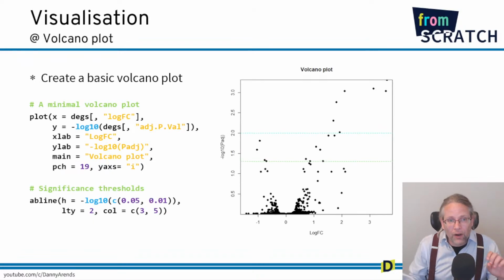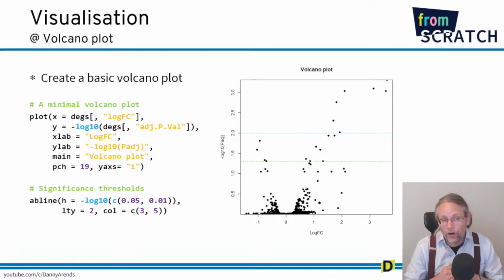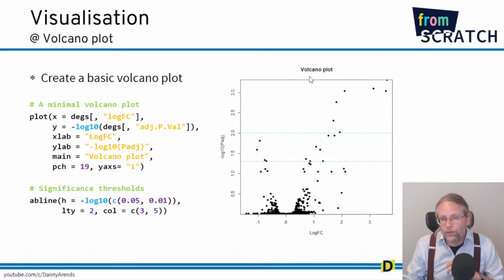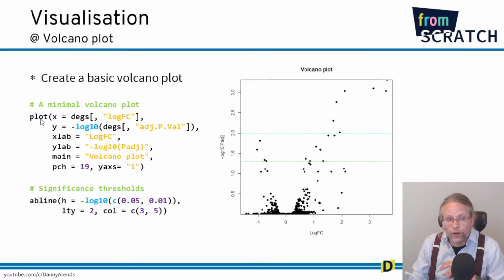All right, so now we have our differentially expressed genes. We want to visualize this differential expression, and the standard way of doing this is using a volcano plot. So in R, this is the minimum code that I could come up with to make a little volcano plot for this microarray. We're just going to use the plot function.